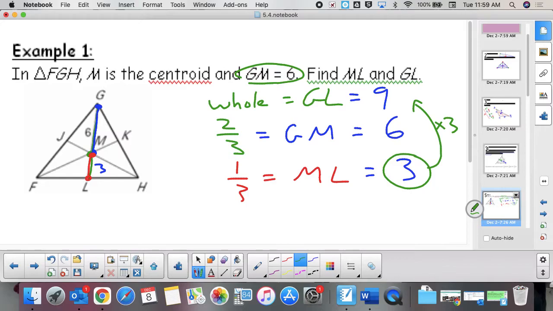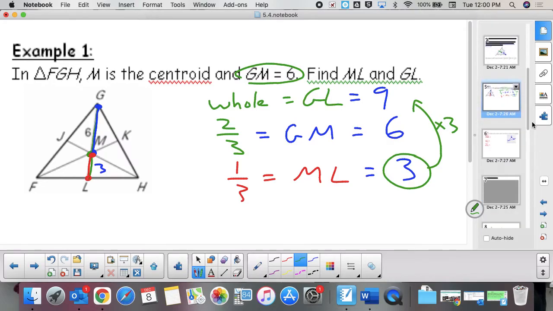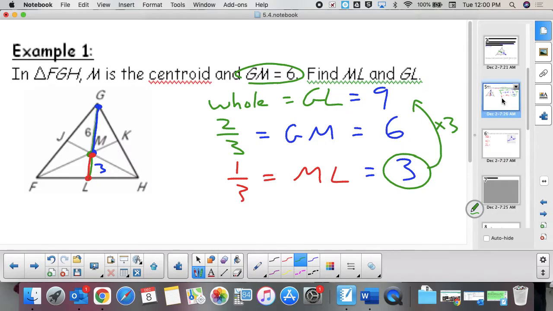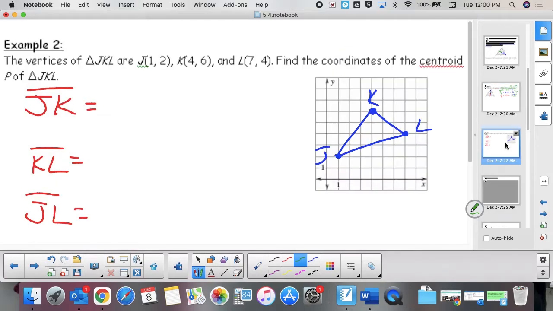Now, the other thing they can have you do is work with this centroid on an actual coordinate plane. So answering the question then, ML was 3, GL was 9. All right, as I was saying, they can also have you do this on a coordinate plane. So they give me the coordinates for triangle JKL there. It says find the coordinates of the centroid P of triangle JKL.